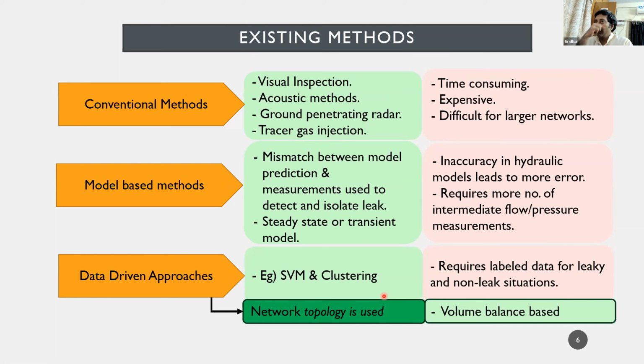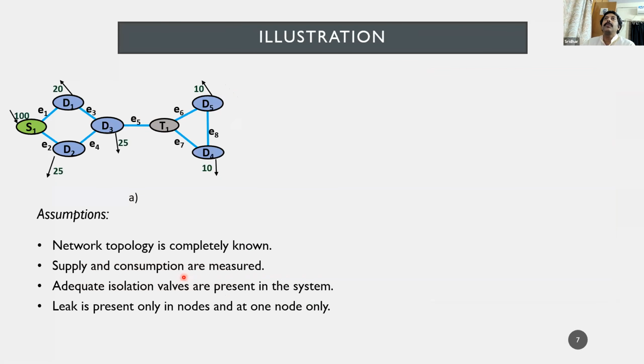What we are going to propose is a data-driven approach. The only thing it requires is the network topology, and certain balances across volumes. So let's start with a very simple, intuitive cartoon figure of the network. And this is very intuitive. At the end of this, you might argue, oh, this is all very intuitive and commonsensical. And then I'll show you how we can generalize this idea to larger networks.